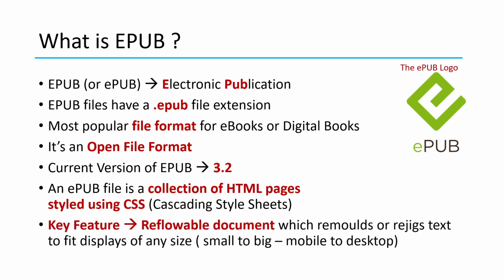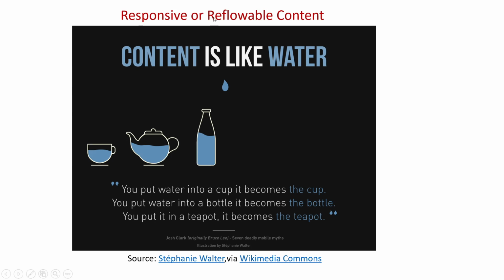The key feature with an ePUB file is that it is a reflowable document, which basically means that text inside an ePUB document just simply fits on any device on which it is being viewed. So if it's being viewed on a mobile phone, text will reflow and fit a mobile phone screen. And if it is being viewed on a laptop, it will just simply fit the size of the laptop screen. So this is an illustration of what responsive or reflowable content actually means.